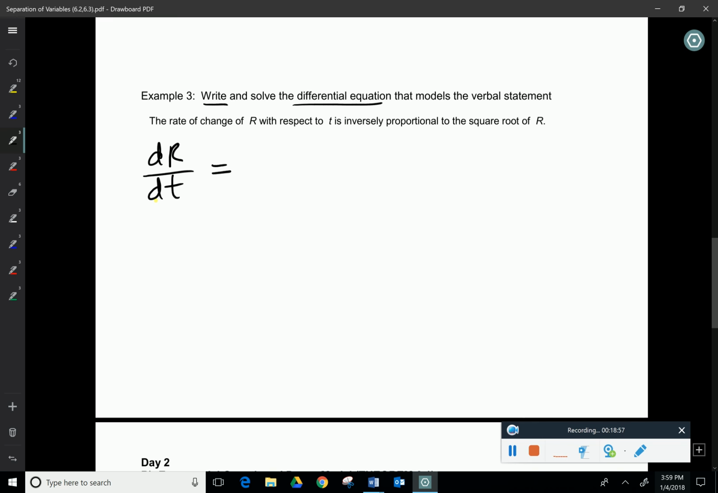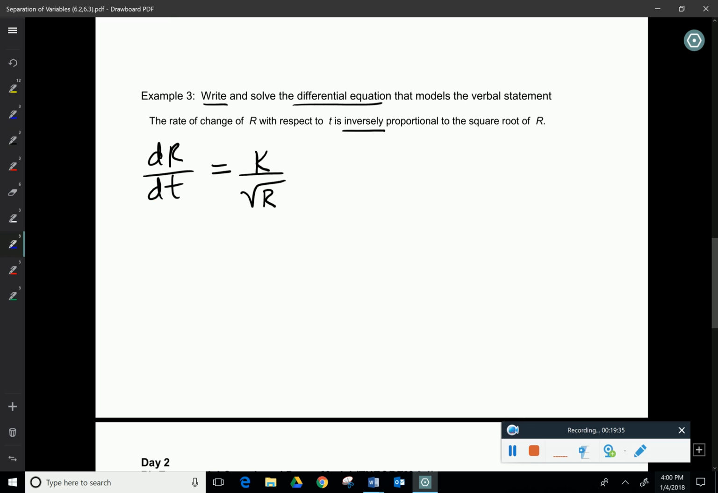Okay, well, inversely means fraction or reciprocal, so it's like a 1 over. So proportional to means times a constant. So instead of saying 1 over, it's kind of like saying constant over. So inversely proportional to the square root of r. So square root of r. Now, for my constant, why did I use k instead of c? Well, because I know when I integrate, I'm going to have a c, and I didn't want to get it mixed up with this other constant k. Okay, so I've written the differential equation.